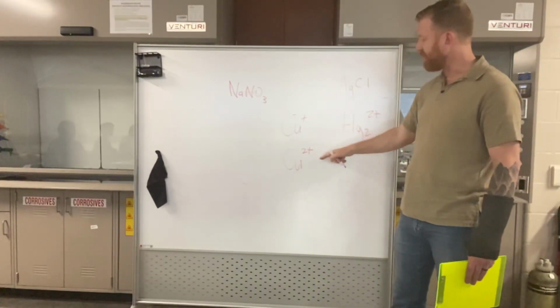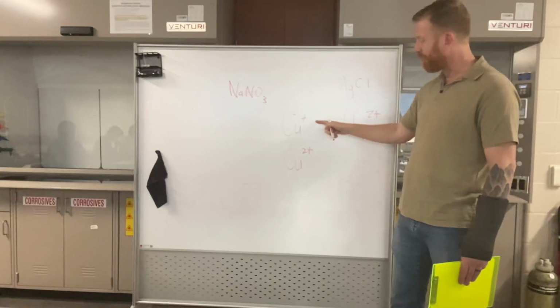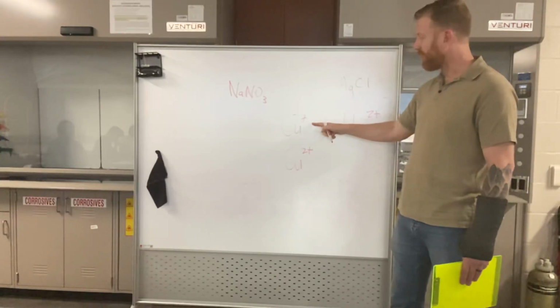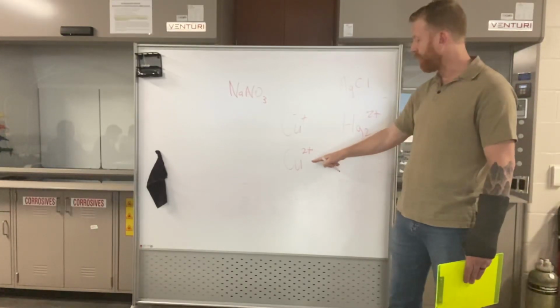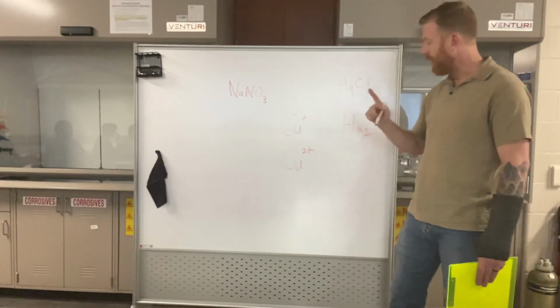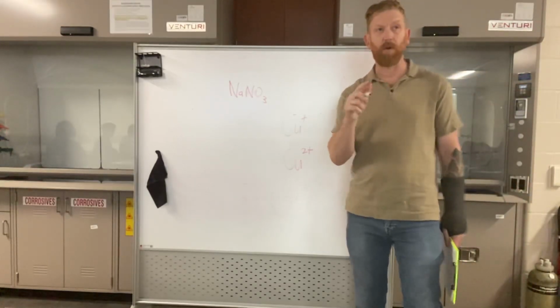Copper can exist in 2 different oxidation states. It can be 1+ or 2+. It's the 1+ that will precipitate with chloride. It's the 2+ that will precipitate with thiocyanate. And I just want to make sure that you don't think that there's a typo.